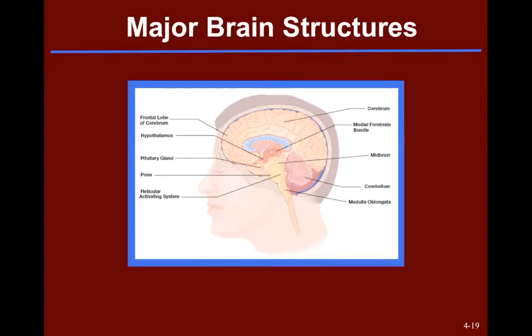Okay, so when we talk about the parts of the brain, here's a quick graphic of what we'll actually be looking at. The brain itself, many components, and different drugs will have different effects on different parts of the brain.